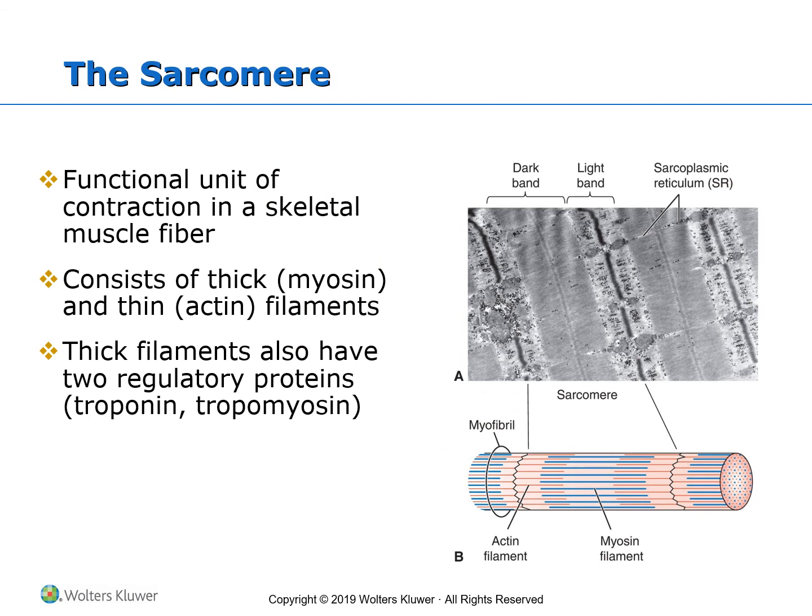So the sarcomere is the functional unit of contraction in a skeletal muscle fiber and is made out of an alternation of thick and thin filaments. The thick ones make up the dark bands, and they are called myosin, and the light bands are made out of actin. In addition to those thick and thin myofilaments, we have two regulatory proteins that regulate the way that the muscle is able to contract or not. Those are called troponin and tropomyosin.